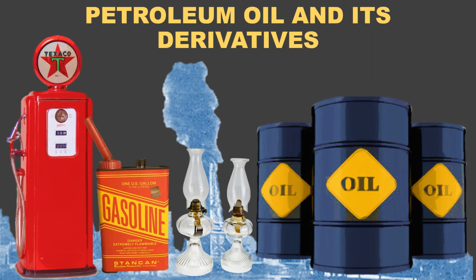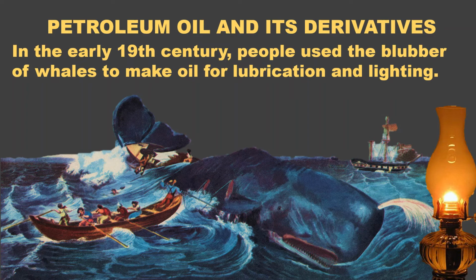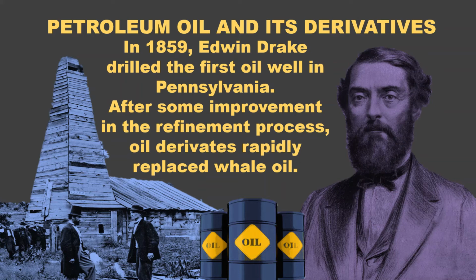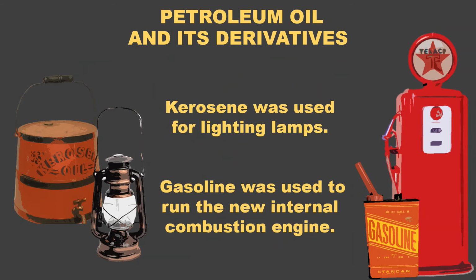In the early 19th century, people used the blubber of whales to make oil for lubrication and lighting. In 1859, Edwin Drake drilled the first oil well in Pennsylvania. After some improvement in the refinement process, oil derivatives rapidly replaced whale oil. Kerosene was used for lighting lamps, while gasoline was used to run the new internal combustion engine.